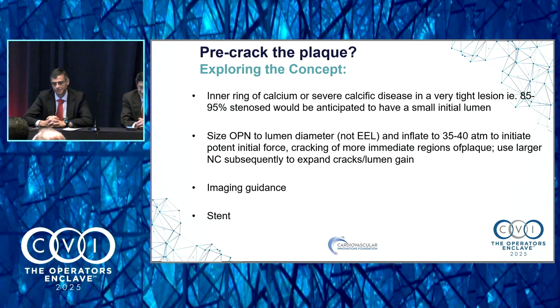This concept involves sizing the OPN to the lumen diameter, not to the EEL, and inflating to 35 to 40 atmospheres, maybe occasionally even more than that, to provide a potent initial force to the vessel wall, cracking those more immediate regions of the plaque, and then subsequently using larger NC balloons to further expand the cracks that have been generated and to get your lumen gain. This is ideally done under imaging guidance, and then of course you proceed ultimately with placement of your stent.